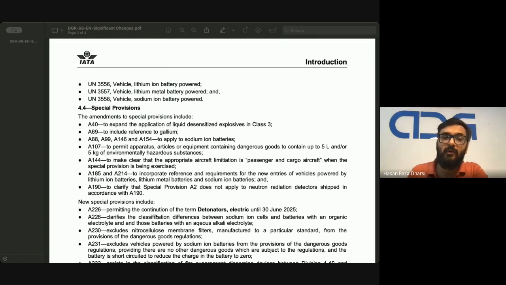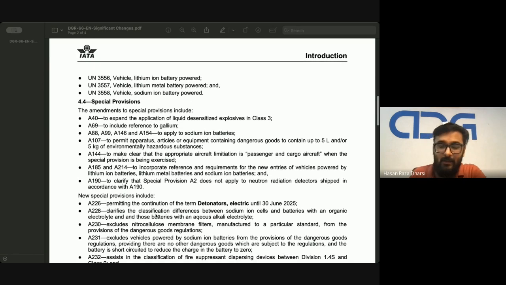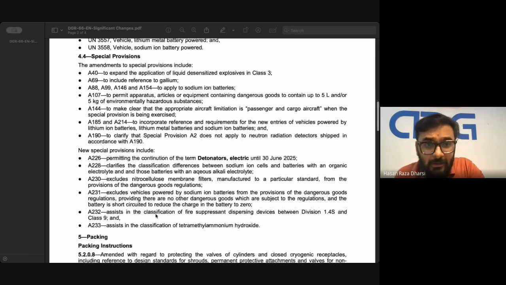This is very important because A2 applies to all those shipments which are prohibited and not allowed in either cargo aircraft or passenger aircraft. But if you take the approval from the state of origin and state of operator, you can transport that shipment with reference to the written approval which you have taken from the state of origin and state of operator. Now, coming back to the neutron radiation detector, A2 does not apply, as A190 covers it. New special provision included.